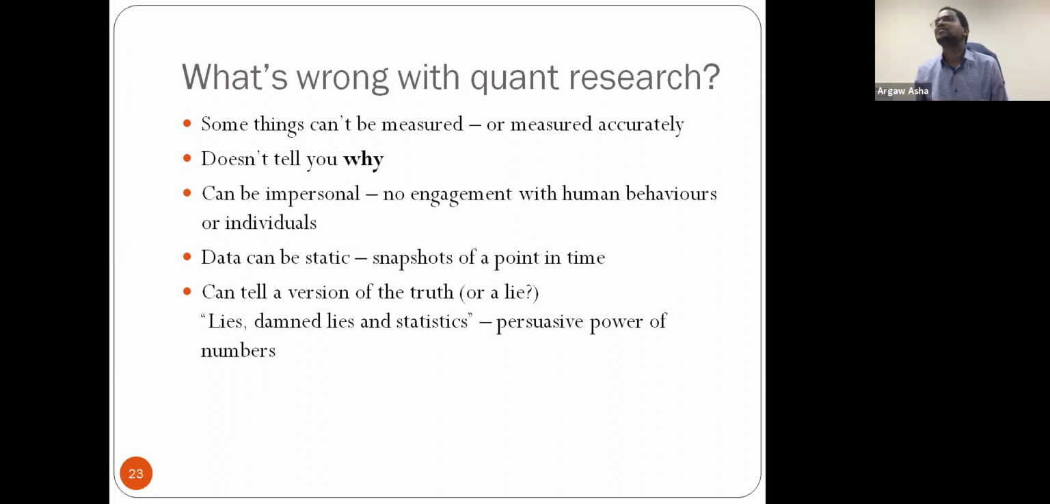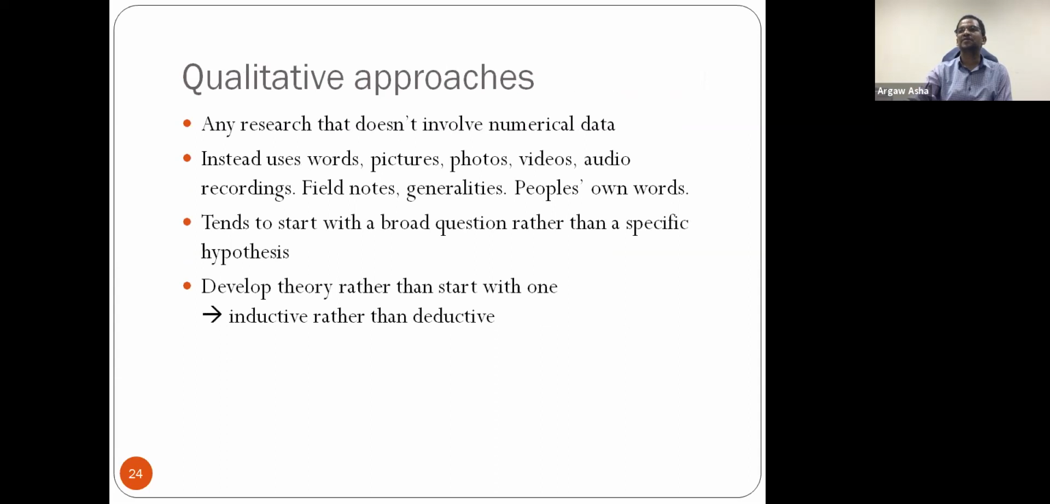What's wrong? Something can't be measured, or can't be measured accurately. As we said, if it is quantitative research, you should measure. But if your data are not measured, that's wrong. Also, data can be static, meaning you take some data as a snapshot at a point in time. It can tell a version of the truth or a lie. So these are the cases you can remember.